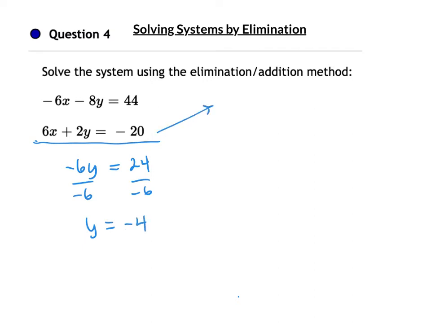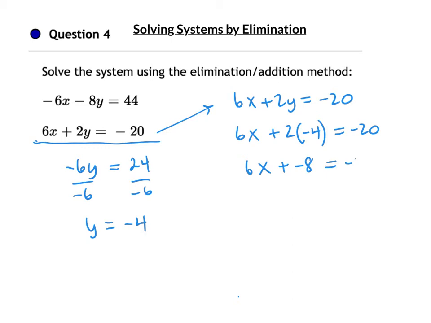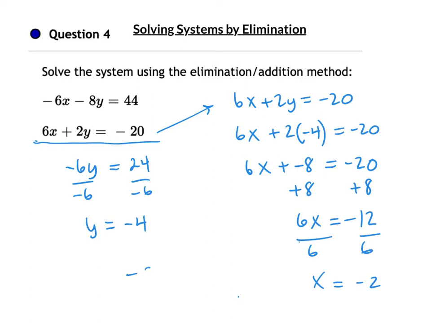I'm going to use the second equation this time. Doesn't matter which one you use. 6x plus 2y equals negative 20. 6x plus 2 times, I'm going to plug in that negative 4 equals negative 20. 6x plus negative 8 equals negative 20. Now I can add 8 to both sides. So 6x equals negative 12 and divide by 6. And I get that x equals negative 2. So the ordered pair in alphabetical order is negative 2, negative 4.